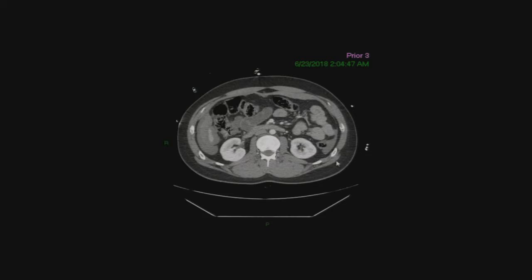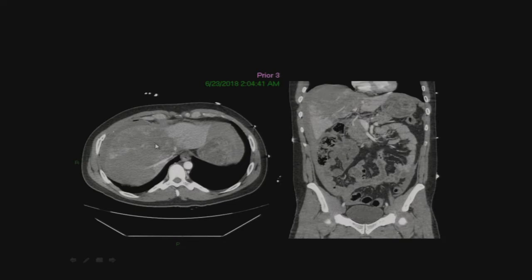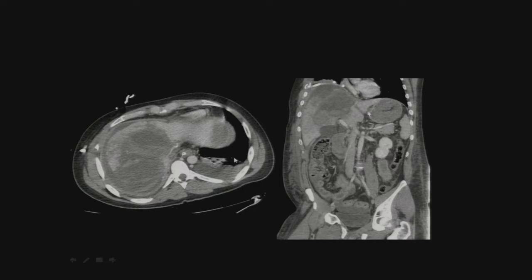And so this was his first scan. And then his second scan, repeated later, showed progression. This was then bumped to a grade 5 injury, and you can see how significantly compressed his hepatic vein is here.